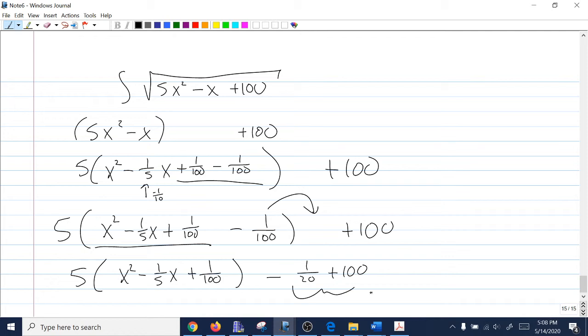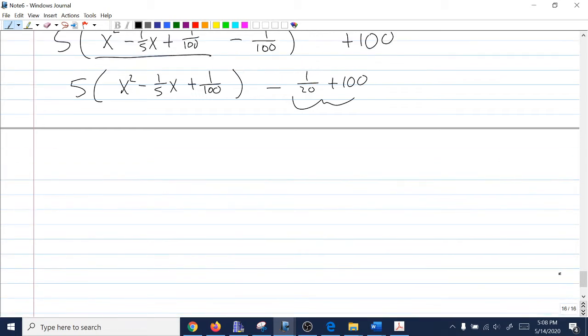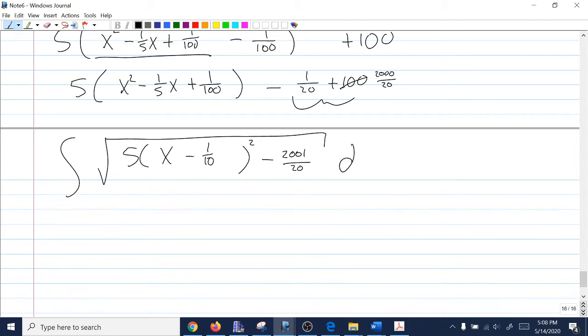I guess I want to combine these. What's 100 plus 1 over 20? That's 2001 over 20, I think. Common denominator is 20. Rewrite 100 as 2000 over 20. Yeah, so I get 2001 over 20. I get 5 times x minus 1/10 squared minus 2001 over 20. That's the thing I want to integrate the square root of. That's the original problem. So this is just completing the square on the stuff on the inside.